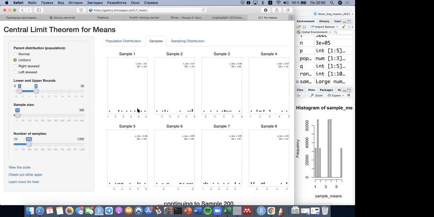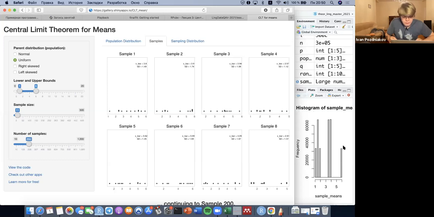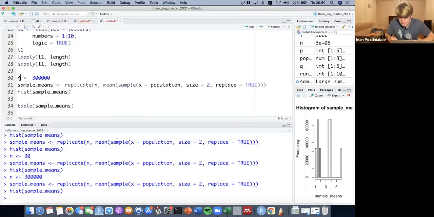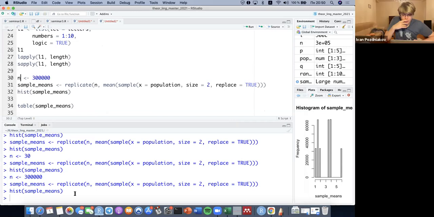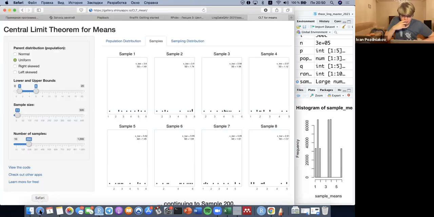But what is N? It is the number of samples we want to have. N is the number of samples. Вот я просто думаю, у нас всего 3 числа. И зачем нам так много samples? Yeah. А нам даже среднее посчитать проще.